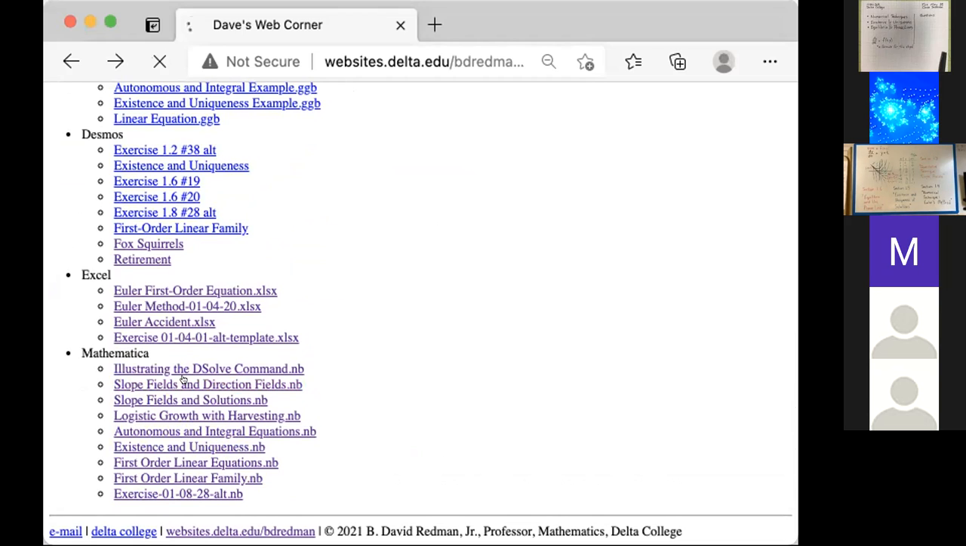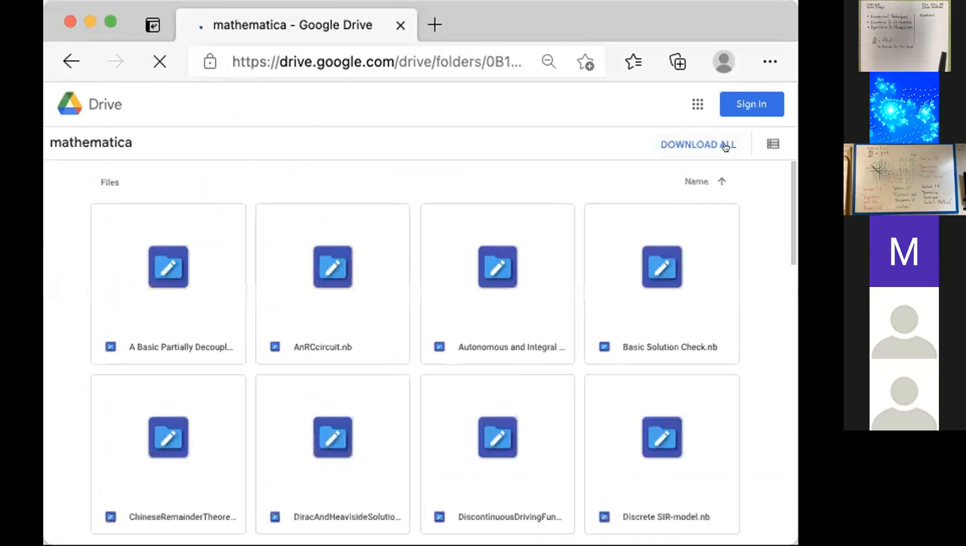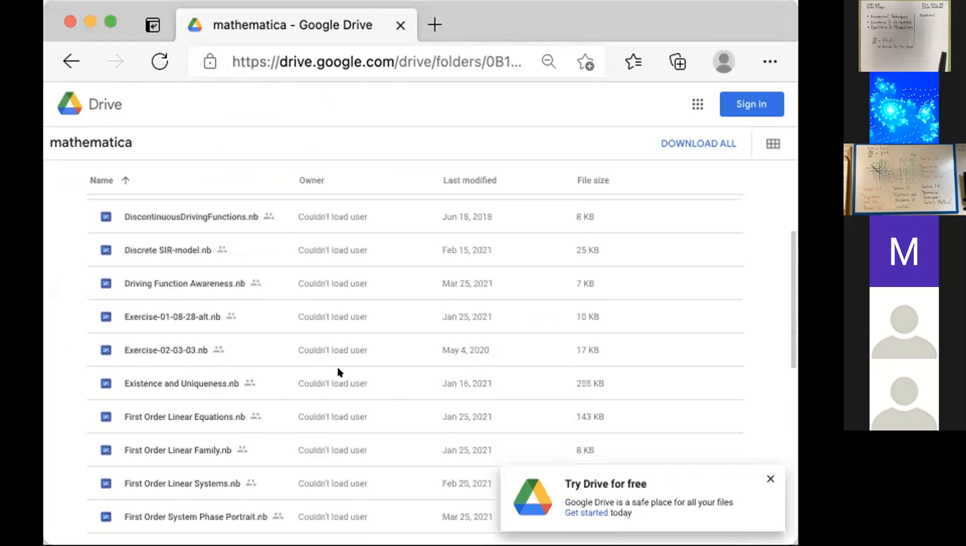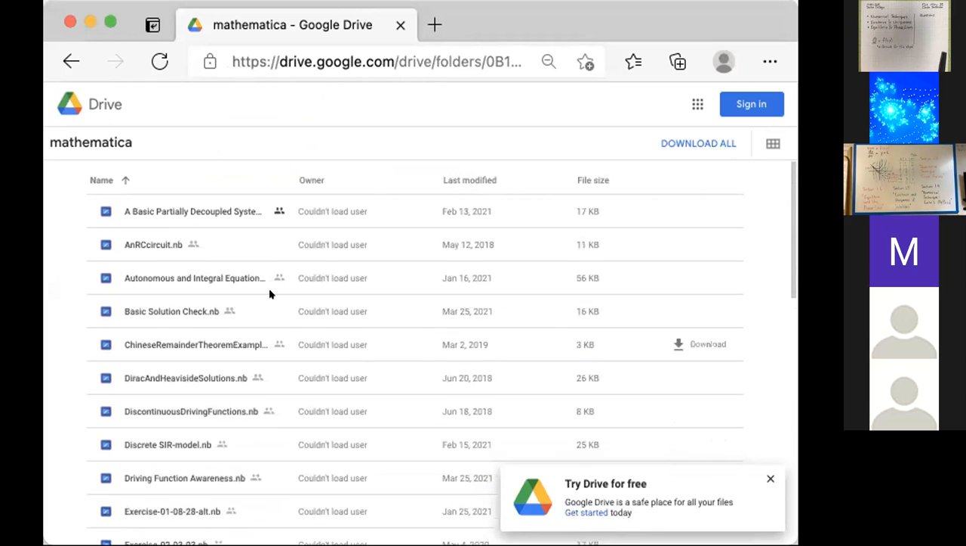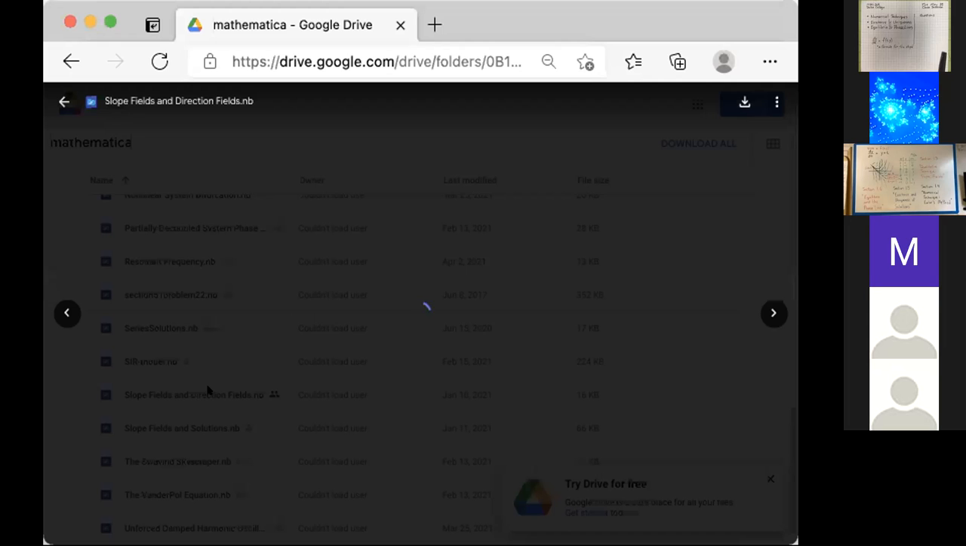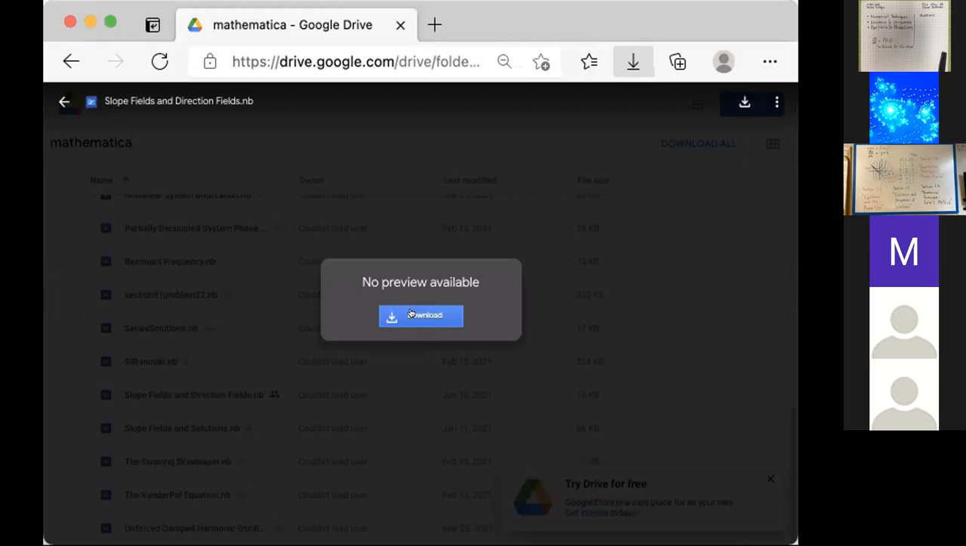When you click on this, you're going to be directed to a Google Drive folder, and the Google Drive folder has all of these Mathematica notebooks in them. You just identify the one that's called what? Slope fields and direction fields. And then the browser can't open the Mathematica file right now. Let's say we just download it. And then if I have Mathematica installed on my computer, I can open it. Now this is popping up a dialog box that you don't see right now, but I'm going to open the Mathematica file and then we'll take a look at it. I'll share that screen with you now in a second.